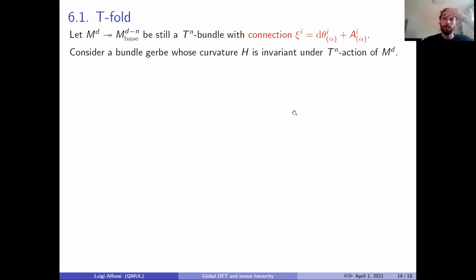We can consider the connection of this torus bundle. And now we can ask that the curvature of the gerbe is invariant under the action of the principal bundle. This is basically the T-duality condition. We don't need to ask that the two-form Kalb-Ramond field is invariant under the action. The minimal condition to actually have T-duality is just that the curvature is invariant. So let's impose this condition on the gerbe.